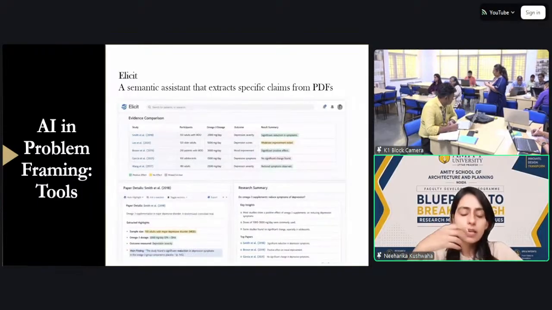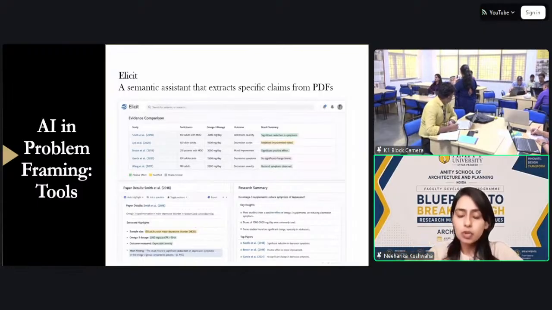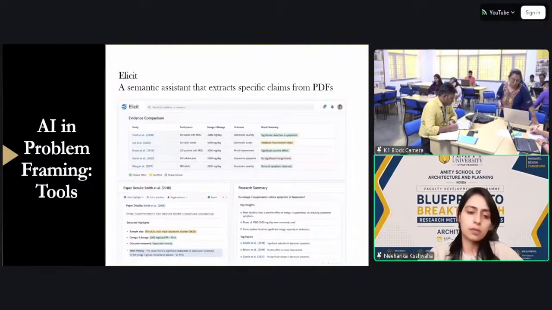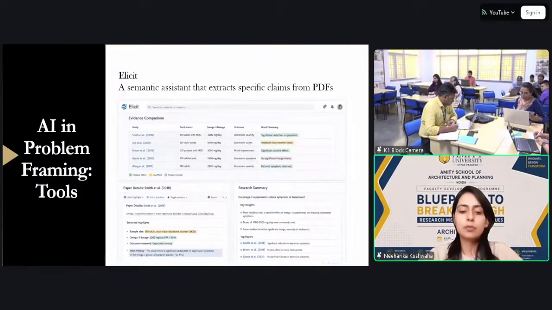Now, what Elicit does, it functions as a semantic assistant. It can extract very specific claims, summarize findings, compare methodologies, and organize evidence from the research paper. And all this significantly reduces the time you spend manually screening the literature.